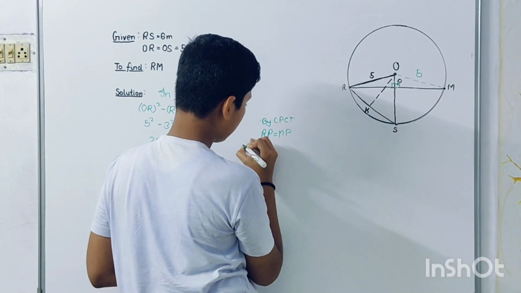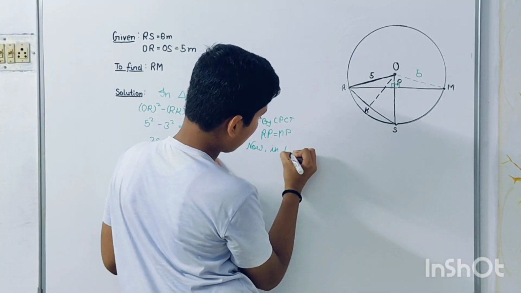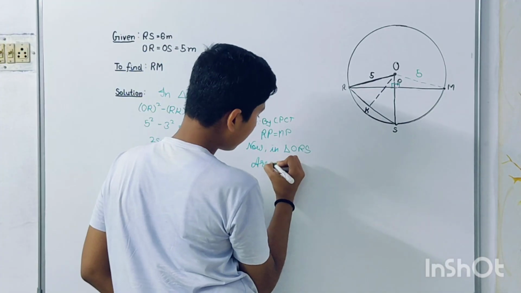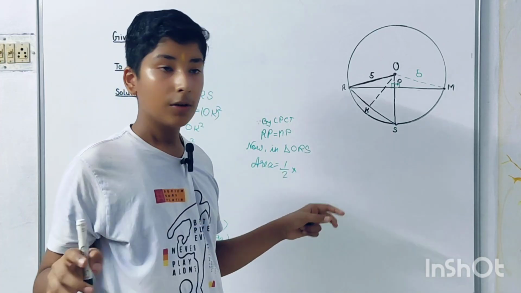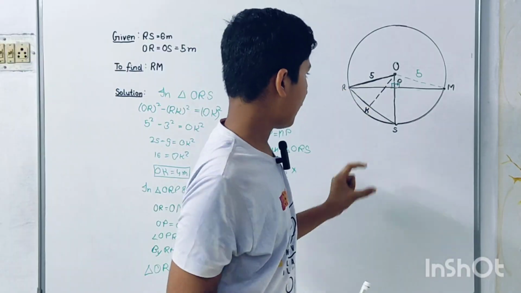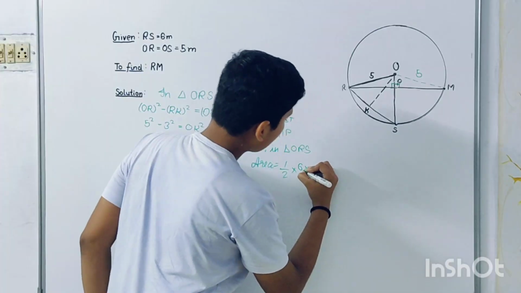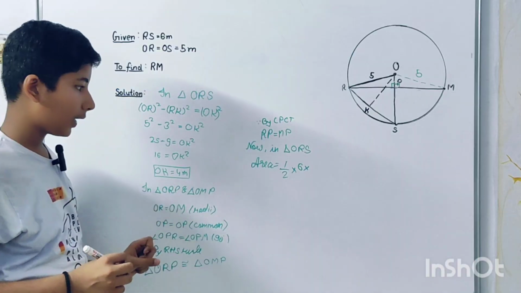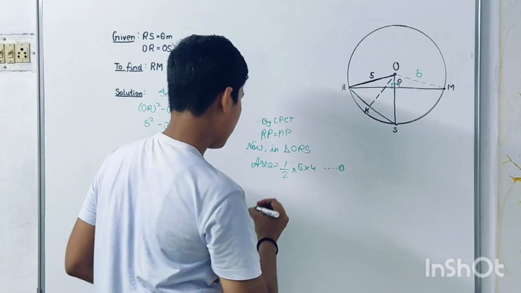Area. Now, in triangle ORS, we can say that area equals half into base. Base is RS, and the length of RS is 6 meters, multiplied by height, which is OK, and the length of OK we have found out is 4. Let this be 1.